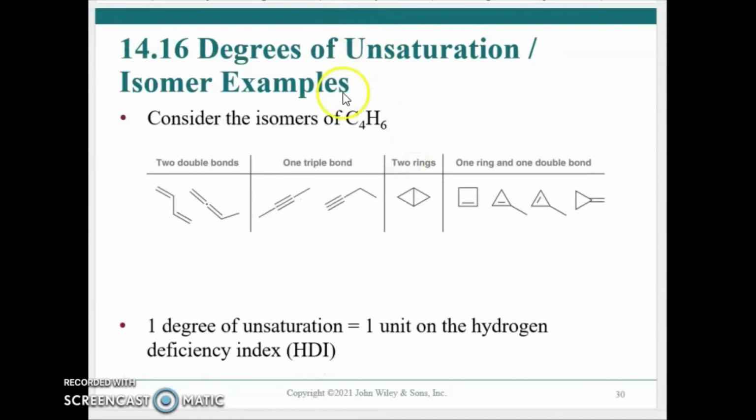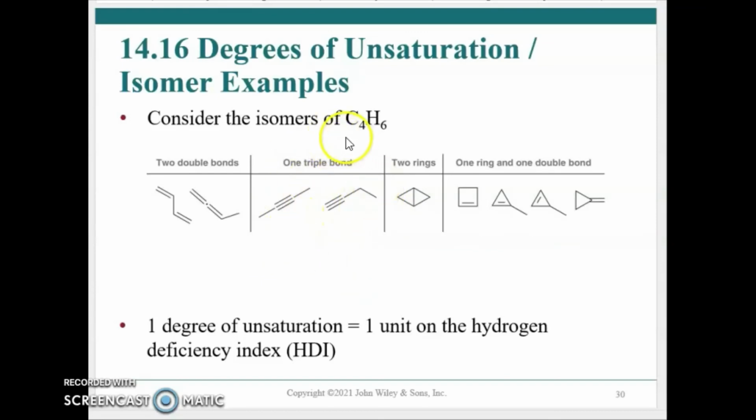Now this is important because calculating the hydrogen deficiency index, if you have no degrees of unsaturation, you know immediately that you have no rings and no double bonds. And depending on if you do have a value for deficiency index, then it can help you look for the important functional groups that would account for that, the double bonds, triple bonds, and ring systems.